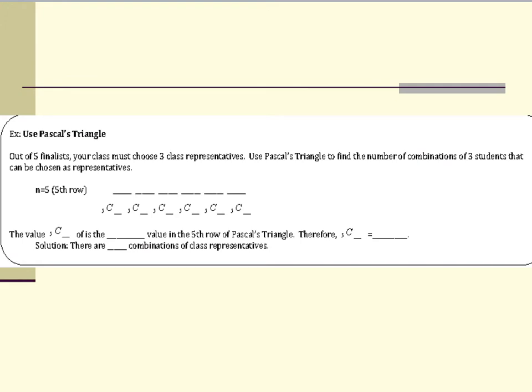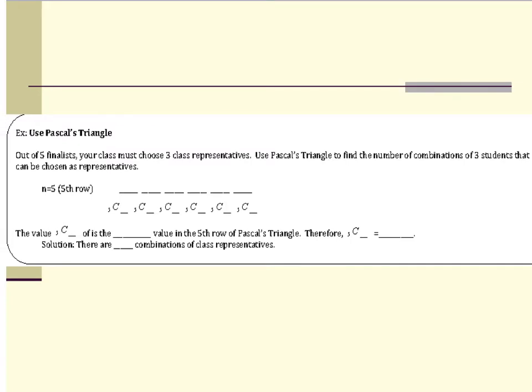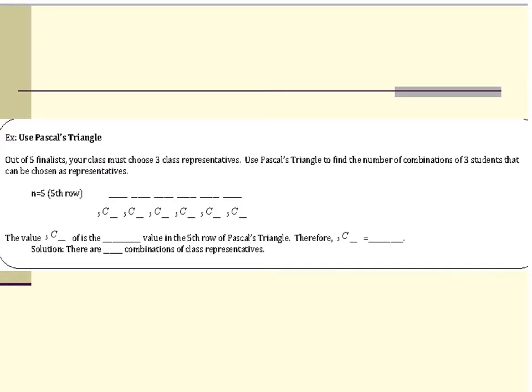Okay, let's do a problem using Pascal's triangle. So it says out of five finalists, your class must choose 3 class representatives. Use Pascal's triangle to find the number of combinations of 3 students that can be chosen as representatives. So we know we have 5 finalists, so we're going to use row 5 here. So for row 5, we know it's going to be 5 choose 0, 5 choose 1, 5 choose 2, 5 choose 3, 5 choose 4, and 5 choose 5.